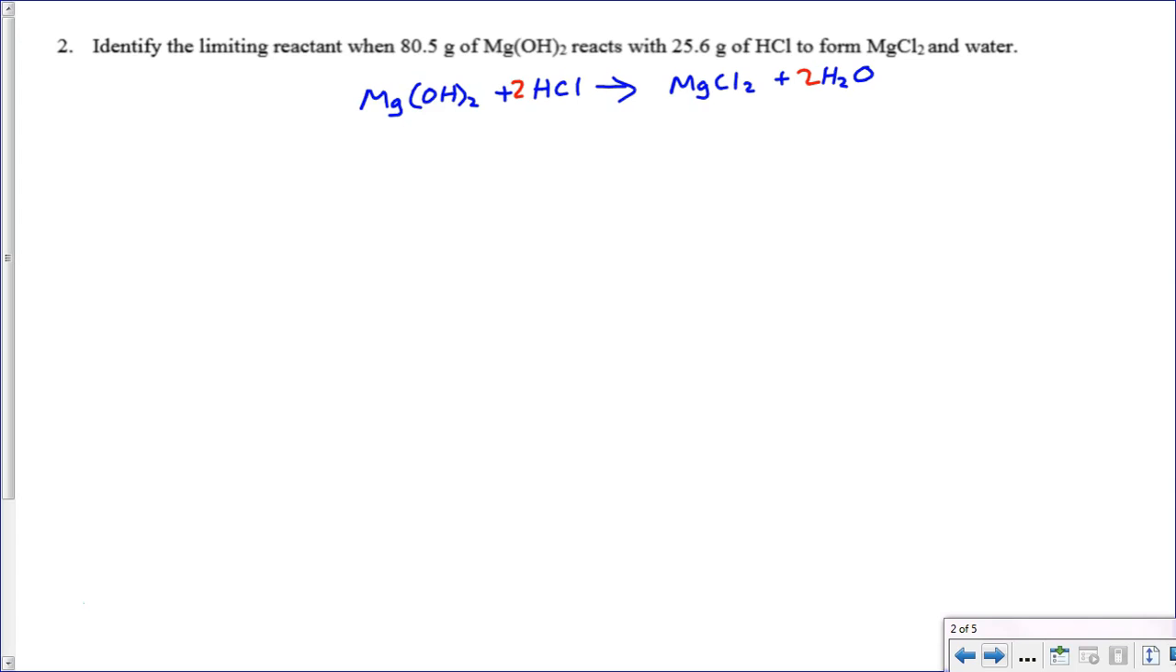All right, and then again, what we do is we start with the grams that we're given, and we need to convert to moles of water. So we need molar masses, in this case, for Mg(OH)2, and we need a molar mass for HCl. So if you calculate the molar mass from the periodic table for Mg(OH)2, you should get a molar mass of 58.33 grams. If you calculate the molar mass for HCl, you should get 36.46 grams.